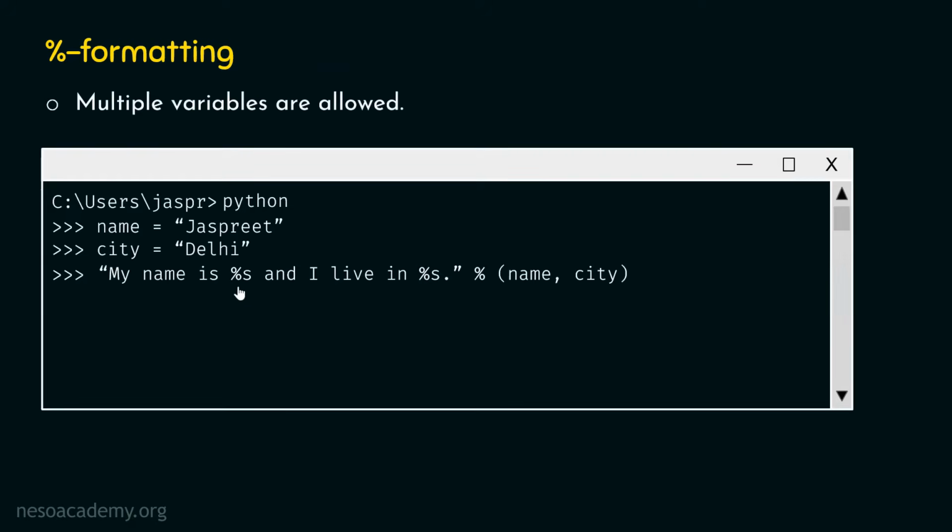Here we need to add %s because we are interested in including a string inside another string. If we hit enter, we will get this string, "my name is Jasprit and I live in Delhi". So these two placeholders are successfully replaced by their appropriate strings.